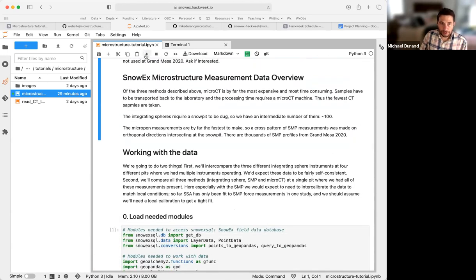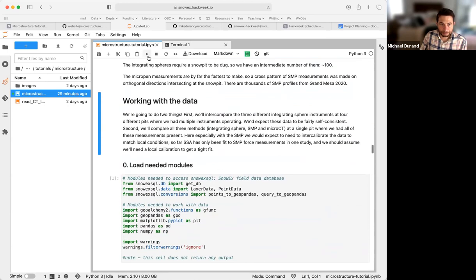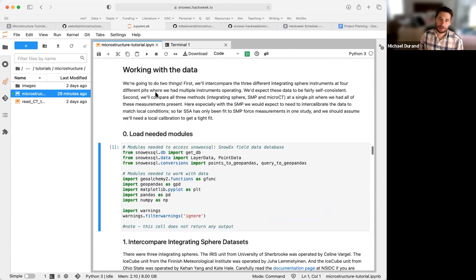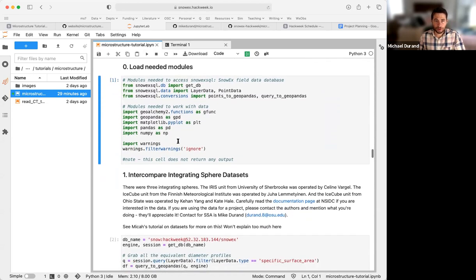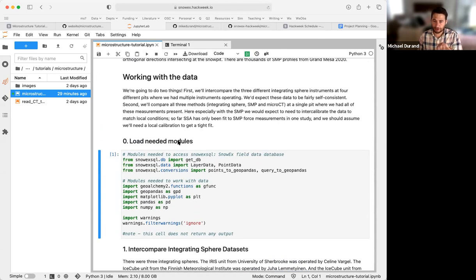Okay, so I'm gonna keep on rolling. So let's get into our working with the data part. We're going to do 3 different things. Because it's 3, I'd encourage you to follow along, but I'll move along quickly because I think we have about 20 minutes. First, we're going to intercompare the 3 different units of integrating sphere that we had out there. Second, we're going to compare integrating sphere, SMP and CT at one pit where we had all of them present.